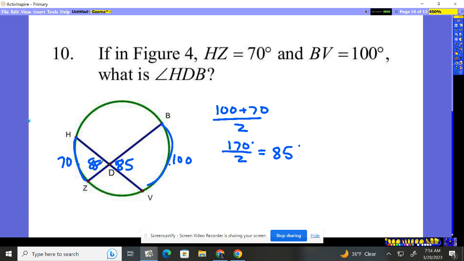Now, a lot of students are going to write, oh, 85. But what did it say? It said, hey, we want H to D to B. We want this angle right here, not him. Well, if he's 85, you know you have a straight line. And so this guy is going to be what? 95 and 95. So the answer to the question for number 10 is 95 degrees. Don't mess up and put 85.